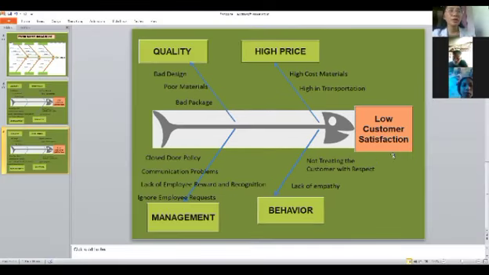So here is the low customer satisfaction. Here are the causes of our problem: the high price, which is associated with high cost materials and high transportation. The next one is the quality, which is associated with bad design, poor materials, and bad package. And the third one here is the behavior, which is not treating the customer with respect and lack of empathy. And the last one we have is the management. The reasons are the closed door policy, communication problems, lack of employee reward and recognition, and ignoring employee requests.